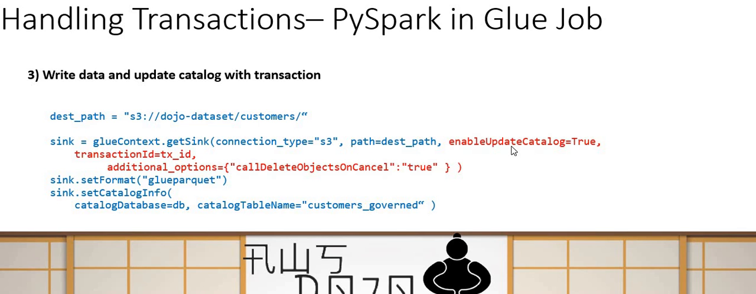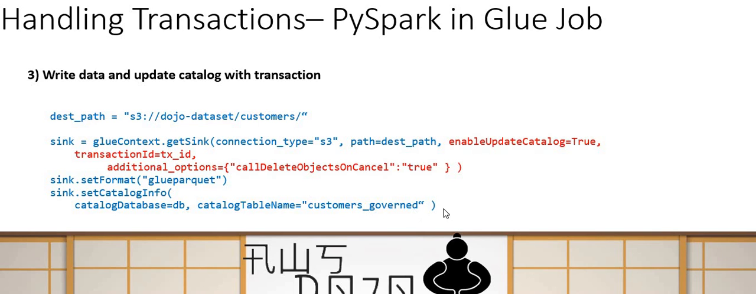method, get sink, I'm simply saying enable my catalog update, and also delete my object if my transaction cancels, equal to true. Then I simply set my format, which is Parquet in this case, and I say, okay, what location you need to update. So I'm saying in my database, I have this customers governed table. Simply you need to update that table.